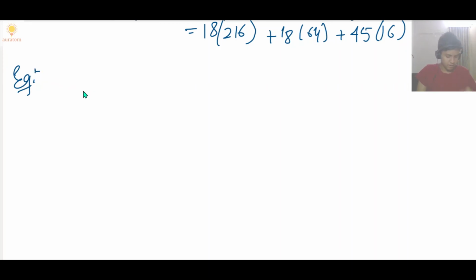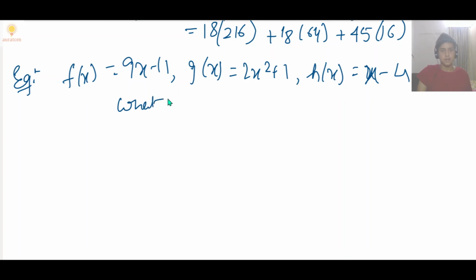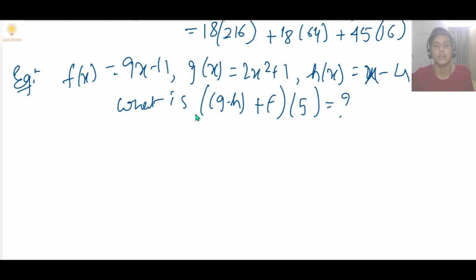Now if f of x is 9x minus 11 and g of x is 2x squared plus 1 and h of x is x minus 4, what is g into h plus f as a whole of 5? What is this? We need to calculate this.